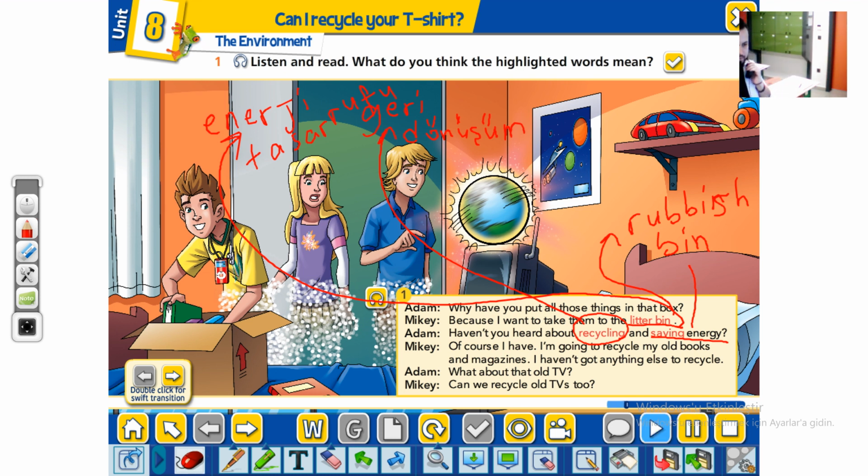Of course I have. I'm going to recycle my old books and magazines. I haven't got anything else to recycle. What about that old TV? Can we recycle old TVs?